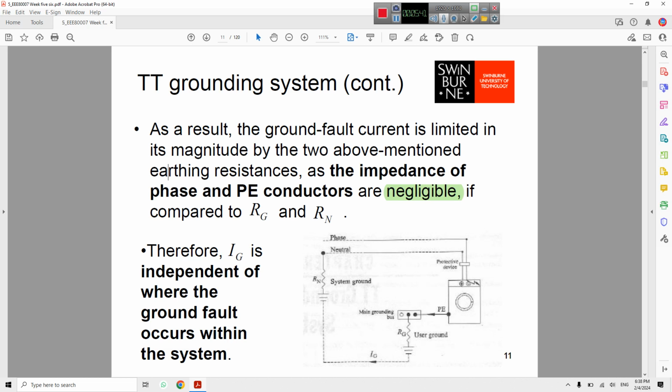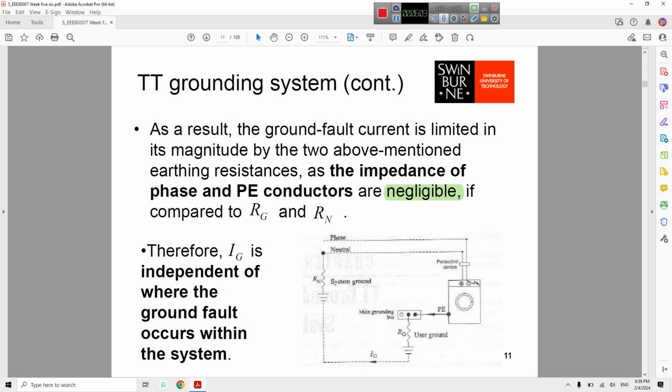So RG and RN, as in today's tutorial class, hope you saw, RG and RN limit the fault current. So the bigger RG and the bigger RN, the lower the fault current. Therefore, RG is independent of where the ground fault occurs within the system.